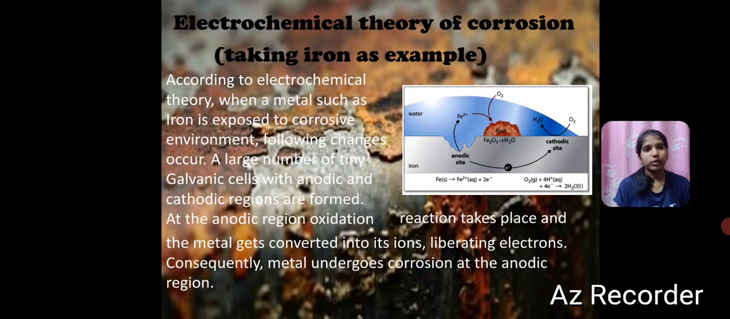Electrochemical theory of corrosion. So here we have a theory with respect to corrosion, and here we are taking iron as an example. According to electrochemical theory, when a metal such as iron is exposed to a corrosive environment, the following changes occur. A large number of tiny galvanic cells with anodic and cathodic regions are formed. At the anodic region, oxidation reaction takes place, and the metal gets converted into its ions, liberating electrons. Consequently, metal undergoes corrosion at the anodic region.